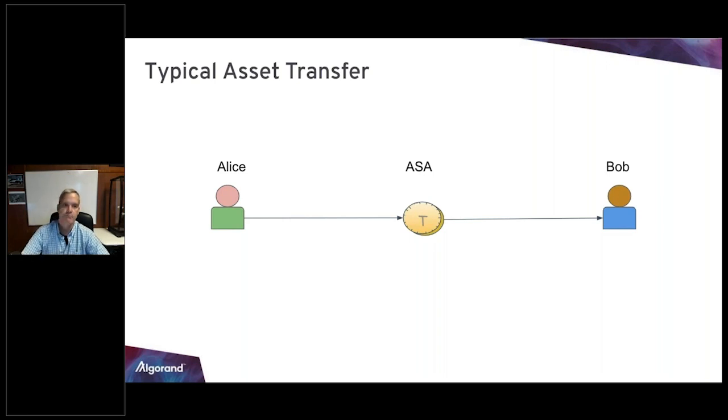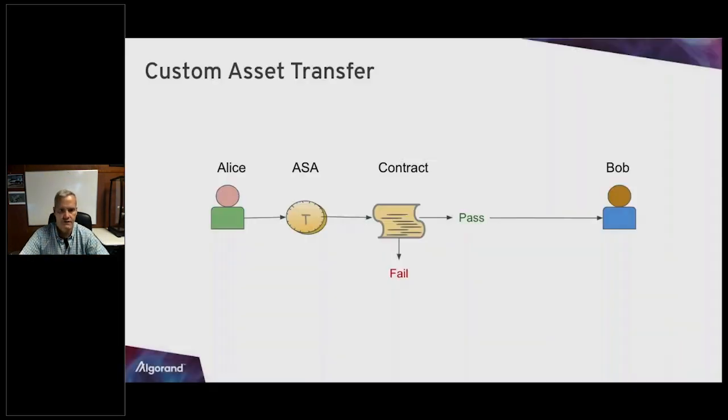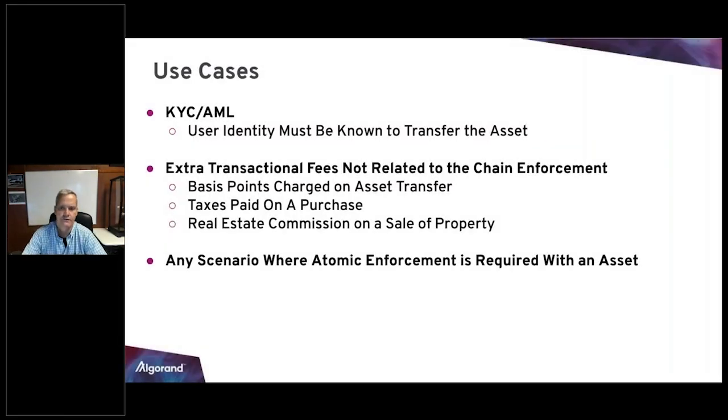All right, but what if I have this scenario where I'm going to transfer an ASA, but I want some smart contract code to run to approve or fail that transfer? This is an issue where you ask, how do I do this in Algorand? Well, that's what this presentation is about. When would you even need to do this? Here are a couple of key use cases for this.